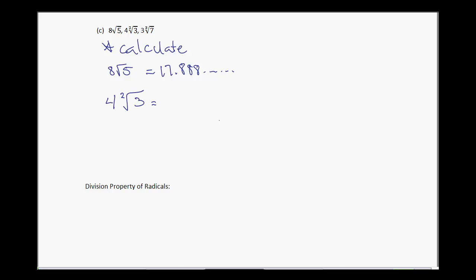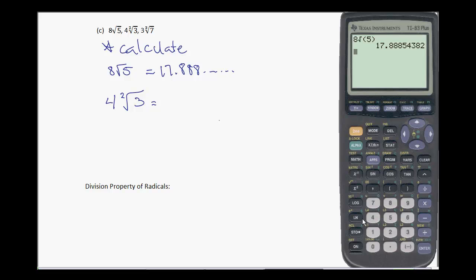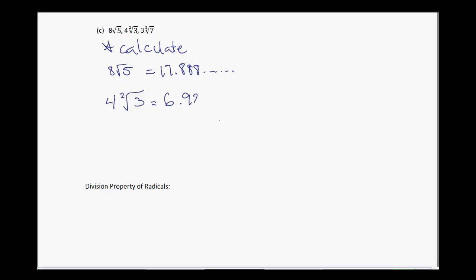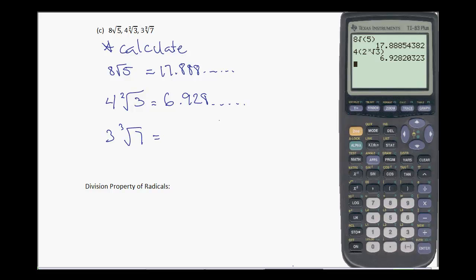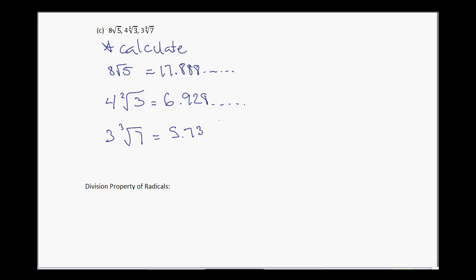Our next one, 4 square root 3 equals, bring our calculator back up. We're going to go 4 times the square root of 3, which is 6.928, etc. And lastly, our 3 cube root of 7 equals, get to our calculator, 3, we need to go into our math, cube root 7 equals 5.7387, etc. Looking at what the exact solutions are, we can say that 3 cube root 7 is less than 4 square root 3, which is less than 8 root 5. And there we go, that's that.